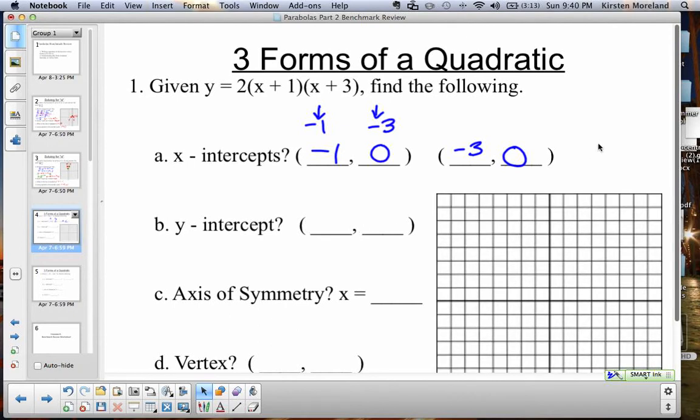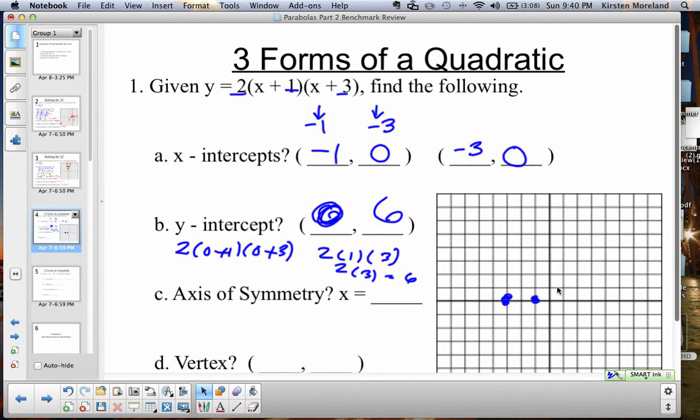Okay, so graphically speaking here, I have a 0 at -1 and -3. To find the y-intercept, you can't use the graph. You have to plug in. Remember, for the y-intercept, the x-coordinate is 0. So you take 2 times 0 plus 1 times 0 plus 3. That really just means you're multiplying all three of these numbers, so it comes down to 2 times 1 times 3. 2 times 1 is 2, times 3 gives me 6. So the y-intercept is at 0, 6.